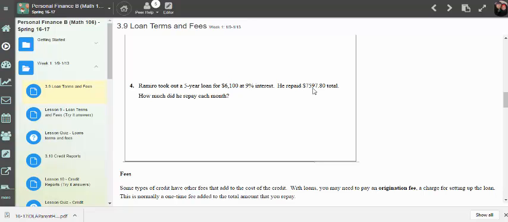So again, we're not paying attention to really this information. We're just paying attention to the term and the total amount paid to determine how much he paid each month. So it'd be $75.97.80 divided by 60.